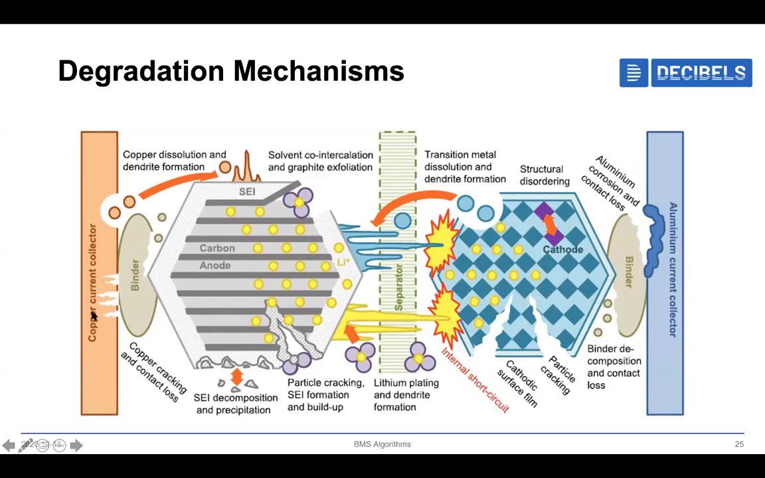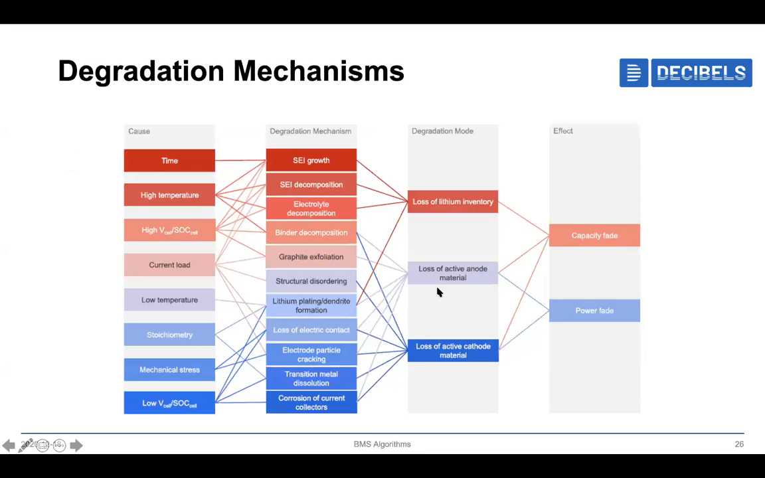Copper current collector in the cell, we know what the different components are. Because of all those components, there are many ways the resistance will develop in the cell, or the capacity will be lost in the cell. In order to understand all these parameters, I got a nice tabular format over here, which will give a clear idea of what is the cause of the degradation mechanism, how it is going to degrade, and what is the final effect.